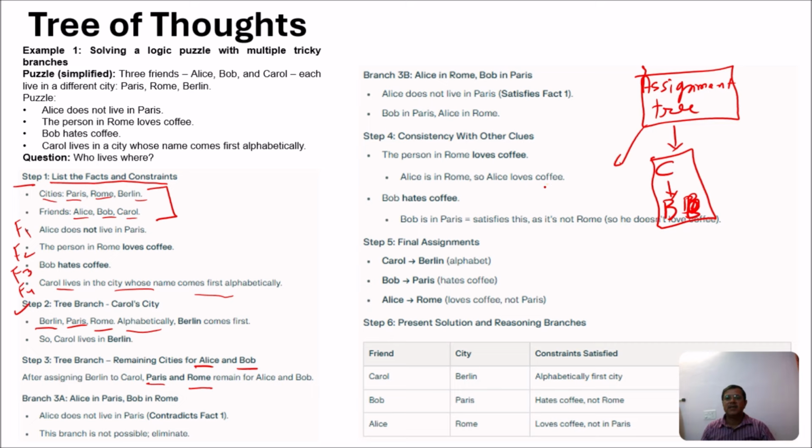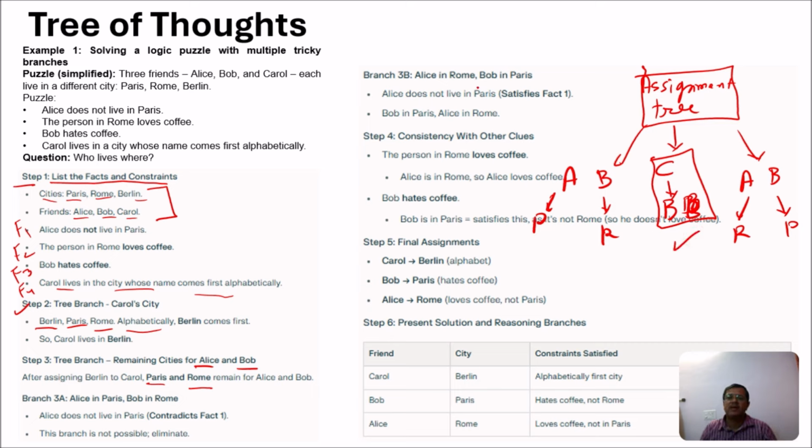So now we can set it like this. One assignment here is Alice lives in Paris and Bob lives in Rome, and another branch may be Alice lives in Rome and Bob lives in Paris. So these may be the possible assignments. These assignments are checked and validated.